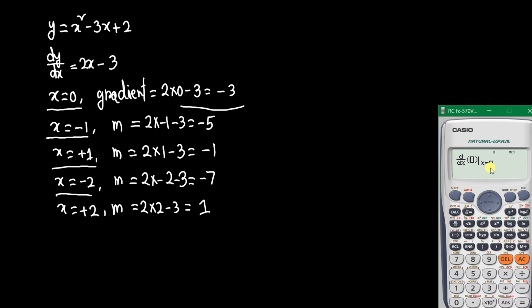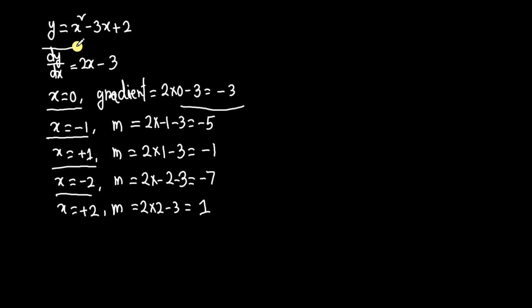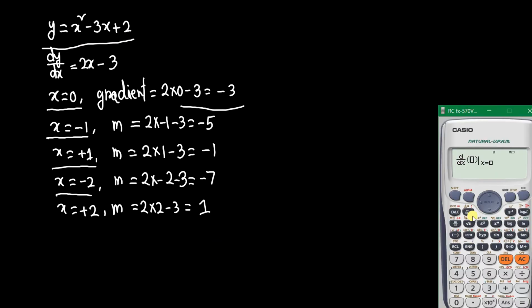Let me write the main equation. We're going to write the equation now. We need to use alpha x squared. This is the x squared, then minus 3. Press the alpha button, then press x. This is the equation, x squared minus 3x. Then we need to write plus 2.